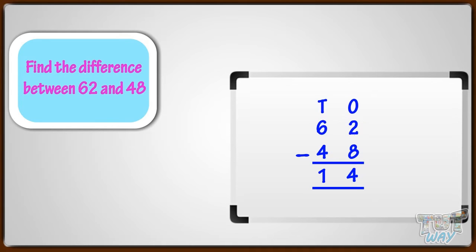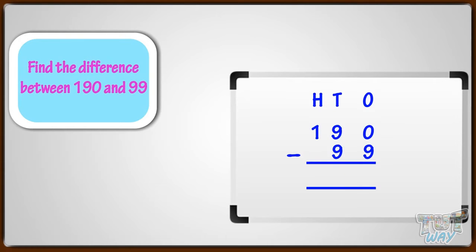Good. Now we know what is borrow in subtraction. Let's do some more sums for practice. First, find the difference between the numbers at ones place. 0 minus 9. Oops! We can't subtract 9 from 0 because 9 is bigger than 0. So what will we do now? We will borrow 1 from the number at tens place.